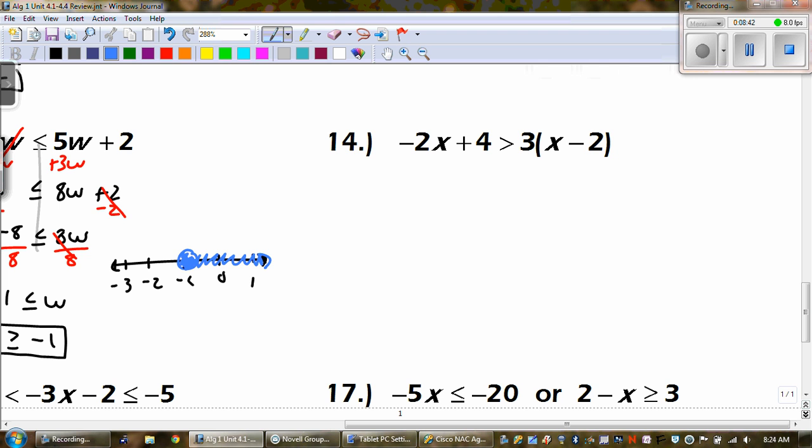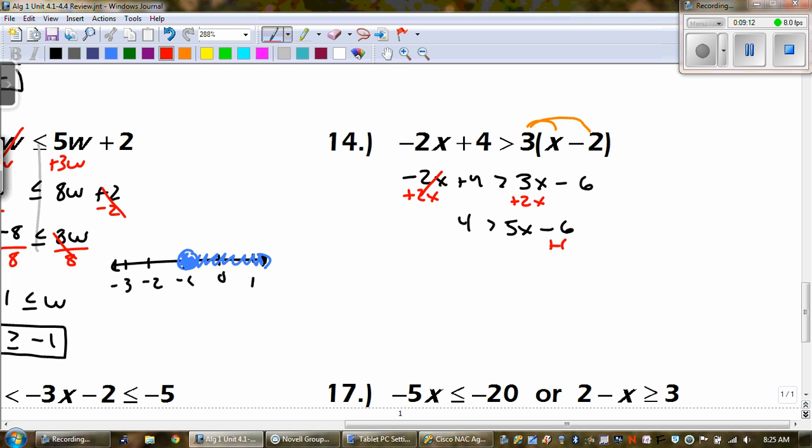All right, number 14. First thing we need to do is to distribute. The left side stays the same. We get 3x minus 6. Variables are on both sides, so I'm going to add the 2x to the other side. And we get 4 is greater than 5x minus 6.